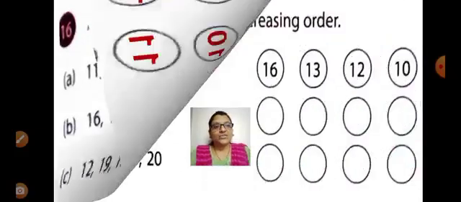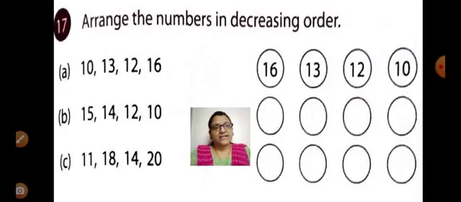Let us move to the question number 17. Arrange the numbers in decreasing order. Children, in decreasing order, we take the biggest number first and we arrange the numbers from biggest to smallest. So let us solve the example. First is given to us.